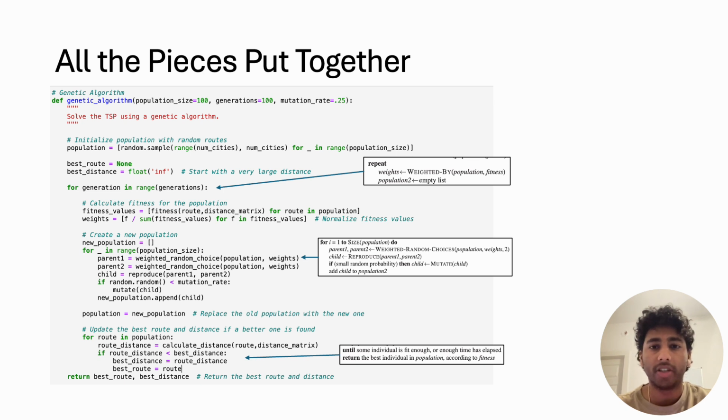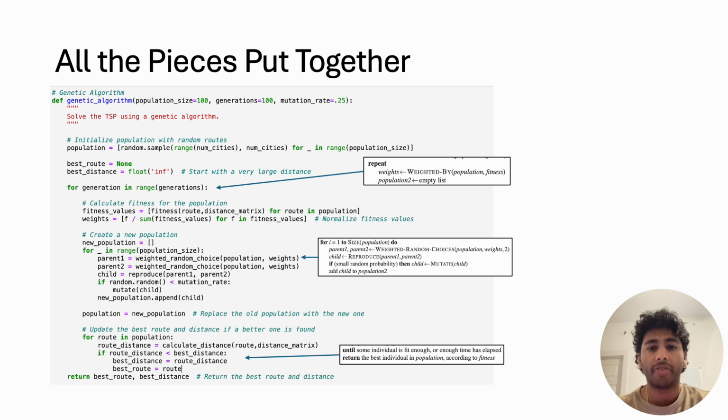The population is initialized with random routes. The algorithm then repeats for n generations. Within each generation, the fitness values are calculated for the population. The algorithm then finds 2 routes and does a crossover. This new route then has a chance to be mutated and then is added to a new population set.